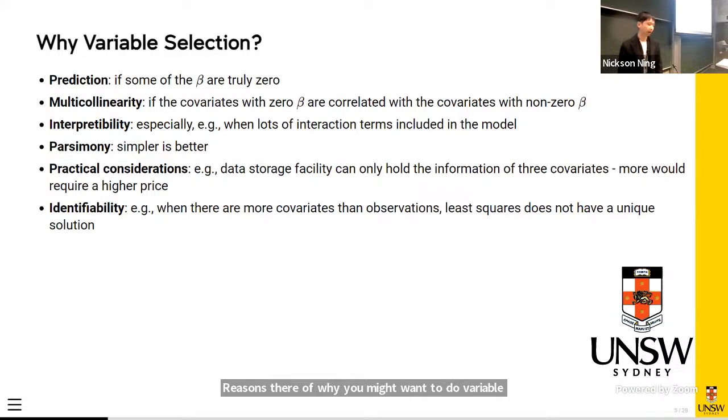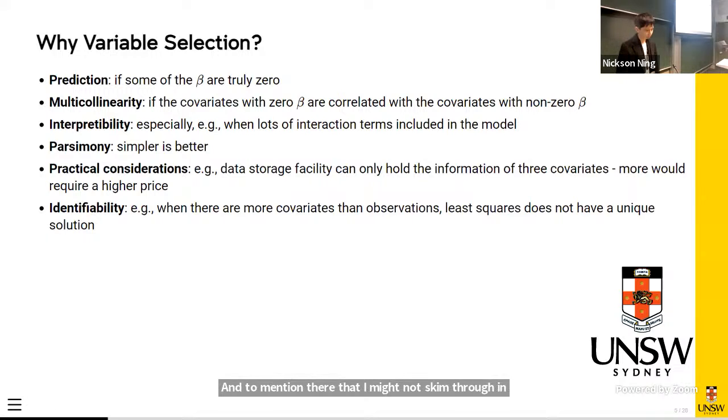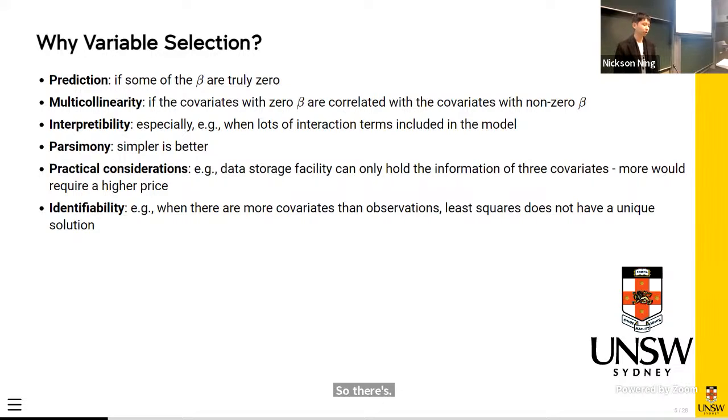I have a bit more information on the slides than I really want to go into, in case you want to look back. The slides will be uploaded later, and there's some information there that I might just skim through in the talk. So there's prediction. Variable selection techniques can improve your prediction. They can help deal with multicollinearity. They help with your interpretability, parsimony, practical considerations, and identifiability.